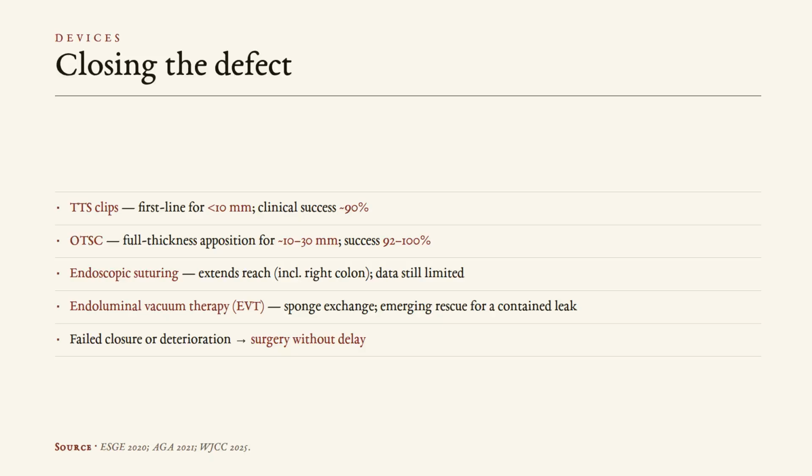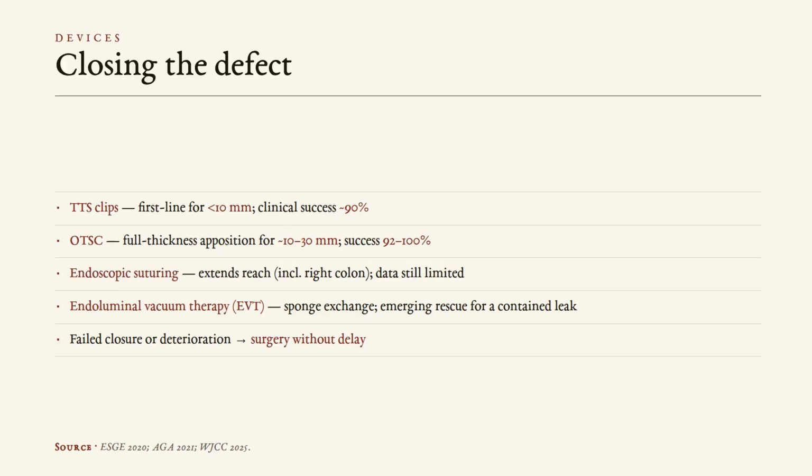The devices in brief. Through the scope clips are first line for small defects under 10 mm with clinical success around 90%. The over the scope clip achieves full thickness apposition for defects of roughly 10 to 30 mm with success from 92 to 100%.